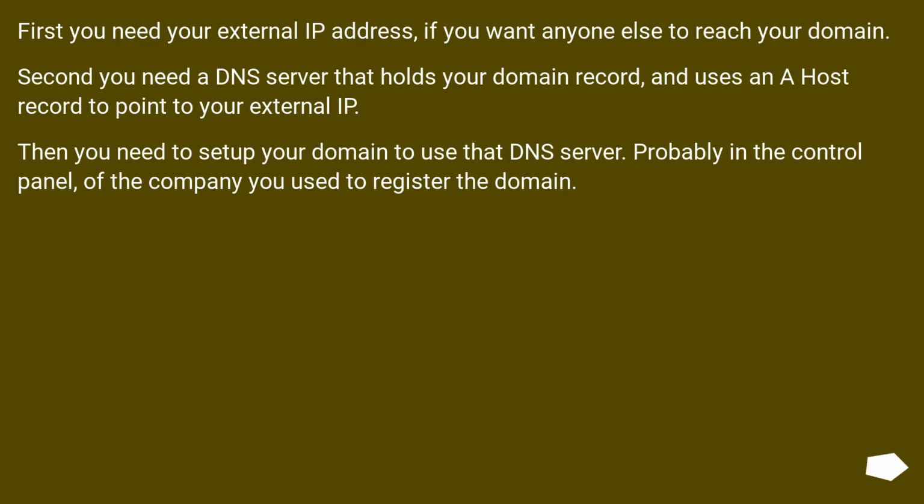First, you need your external IP address, if you want anyone else to reach your domain. Second, you need a DNS server that holds your domain record and uses an A host record to point to your external IP. Then you need to set up your domain to use that DNS server, probably in the control panel of the company you use to register the domain.